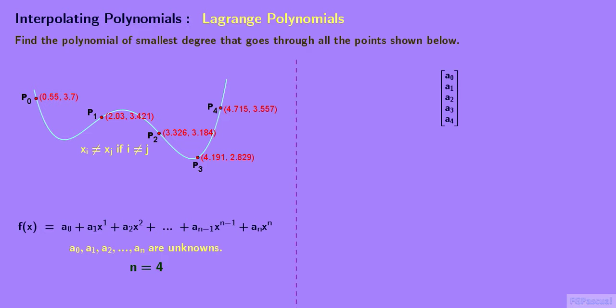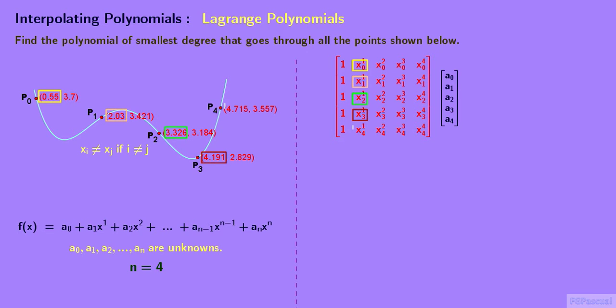Here is the vector of unknowns whose components are a sub 0 through a sub 4. The coefficient matrix is this well-known matrix. The entries of this matrix are formed by using the different x-coordinates of our points. Multiplying the matrix to the vector of unknowns gives us the different y-coordinates.